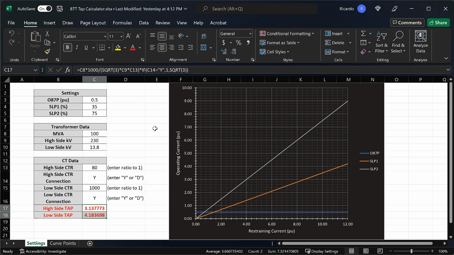In this case, we can see that the 3.13 matches what we calculated. For the high side winding, we got 3.14 because we rounded to 2 decimal places, so that's the same as this number. And then also for the low side, we have 4.18, which is this number over here.